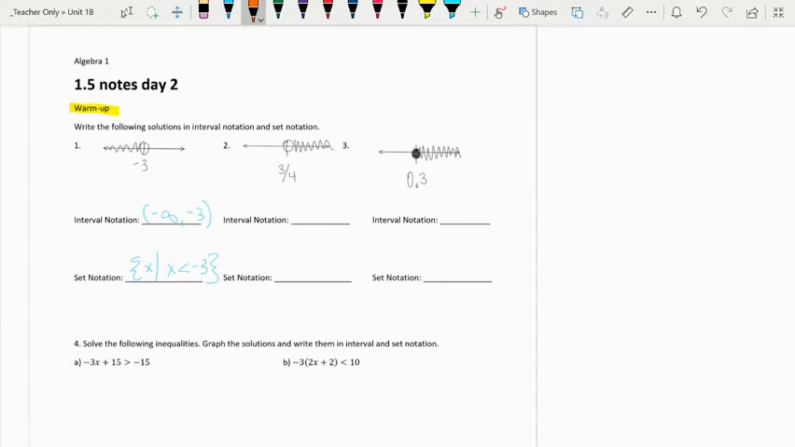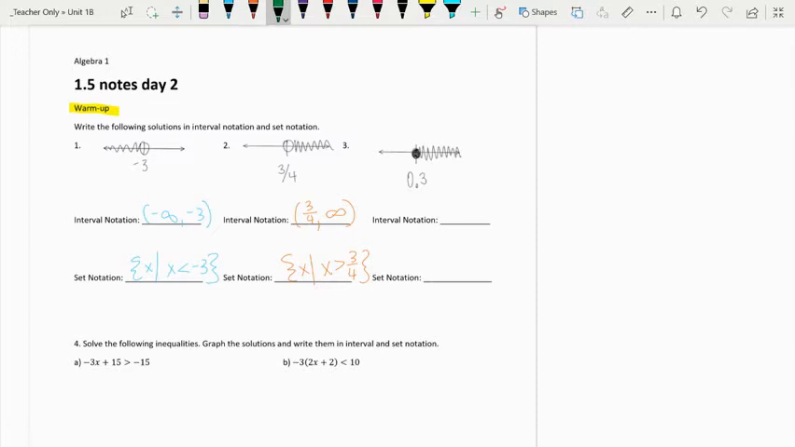On the next one, our interval notation, farthest to the left would be 3/4, which again is a parenthesis because it's not included. And then all the way to the right is infinity. Remember, with infinity and negative infinity, it's always a parenthesis. Set notation, we have our squiggles, x such that, and this time x is greater than 3/4.